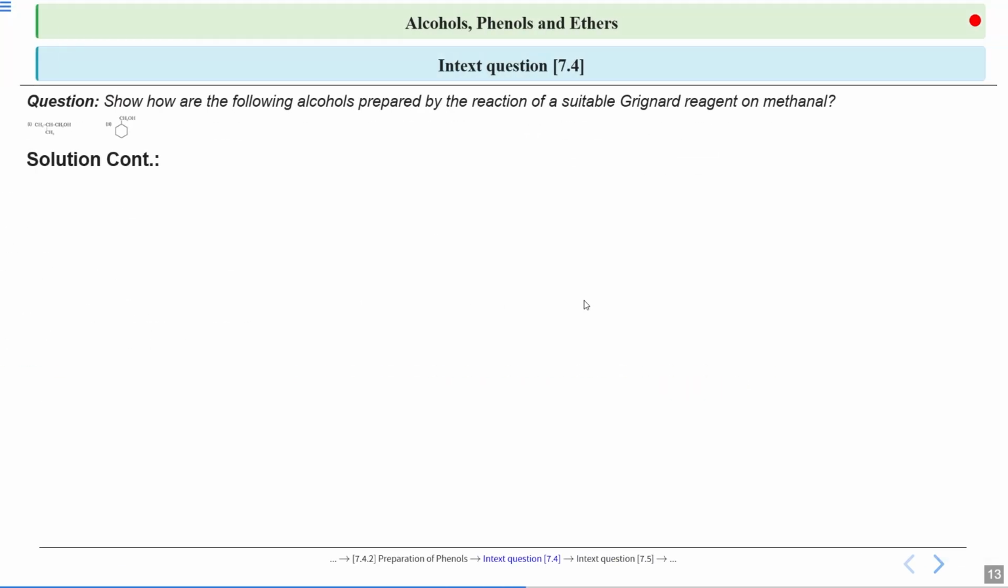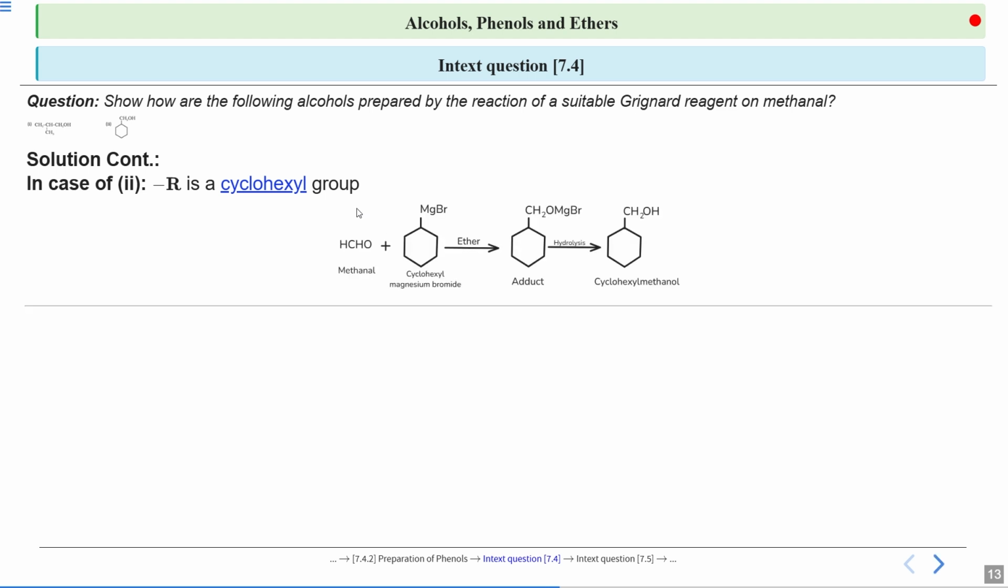Now let's see the second part of this question. In the second part, your R is a cyclohexyl group. So this is a cyclohexyl group. When you are treating it with formaldehyde, this is your MgBr group and this is your R group. Again, an adduct will be formed. The magnesium will have a partial positive charge and this group has a partial negative charge. This carbon will have a partial positive charge and oxygen will have a partial negative charge. So this R group will attack this carbon, giving CH2O, and Mg will attach to this oxygen. So you will get this adduct over here.